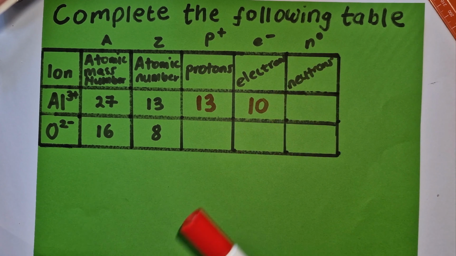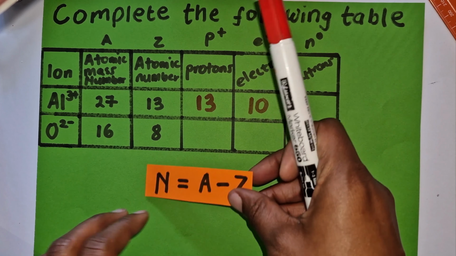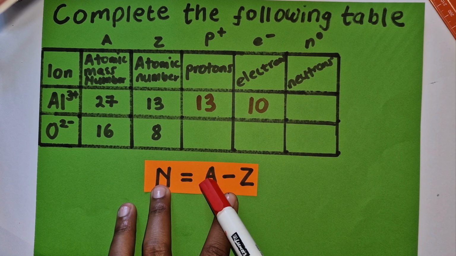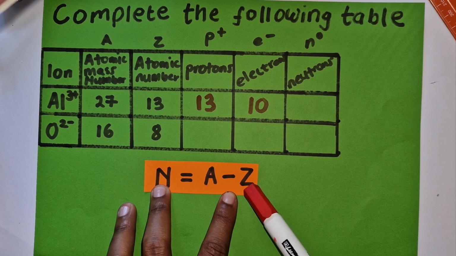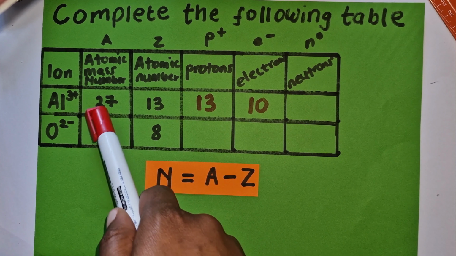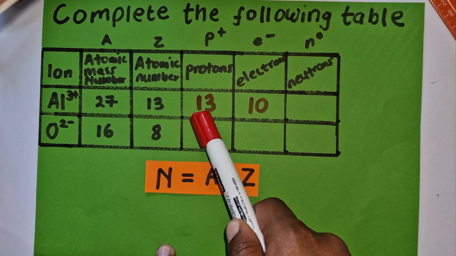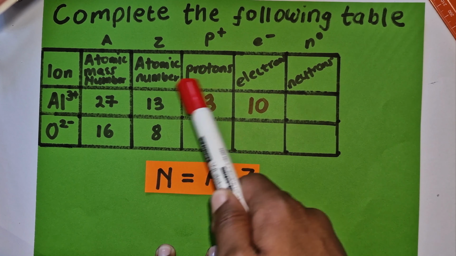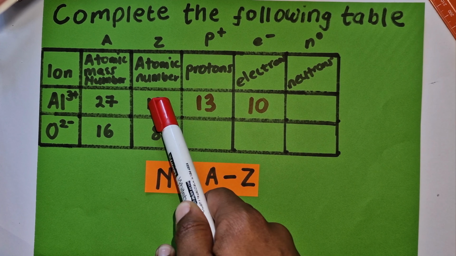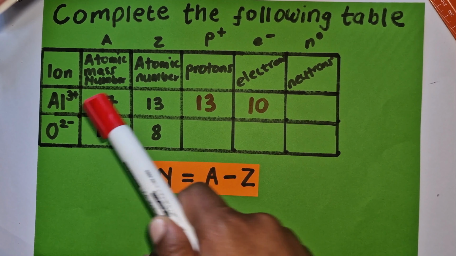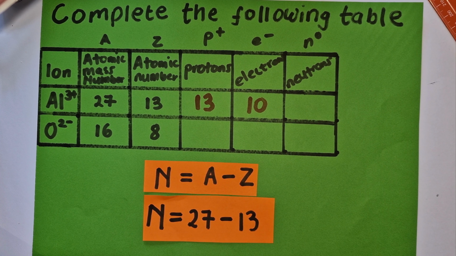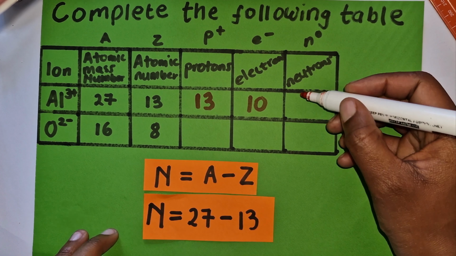So we need to find N. To find N, the number of neutrons, we will simply say that N equals the atomic mass number minus the number of protons. So the atomic mass number, which is 27, minus the number of protons. Remember, atomic number and the number of protons are the same. So how much is that? We have 27 minus 13, and you will get a value of 14.